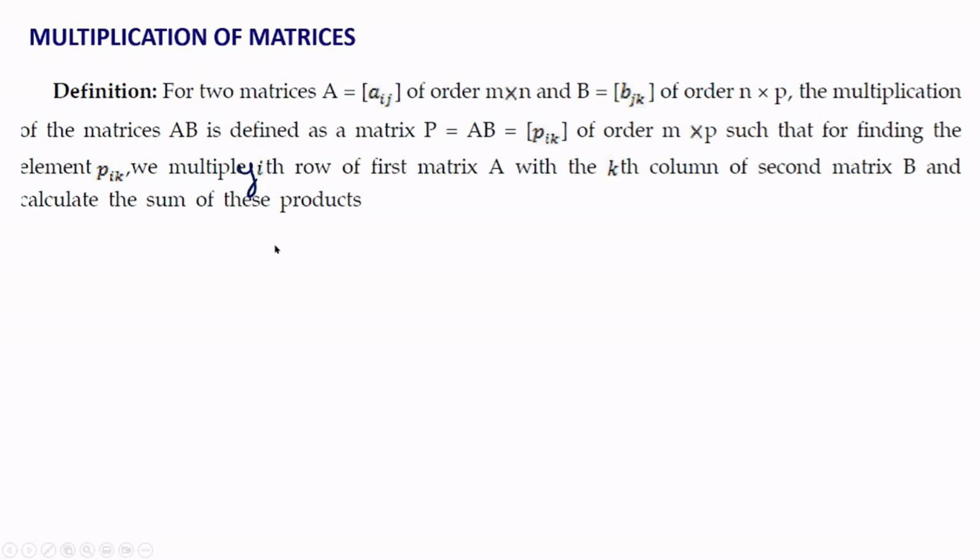and calculate the sum of these products. So here we can find the product of two matrices A and B only when the number of columns of A is equal to the number of rows of B. And after that we multiply ith row of A with kth column of B and add those products to obtain the ikth element of matrix P.